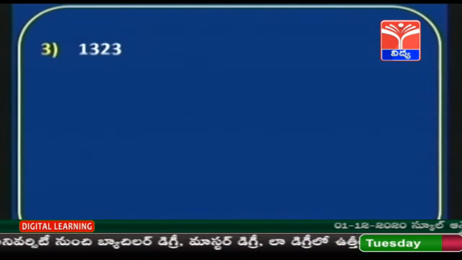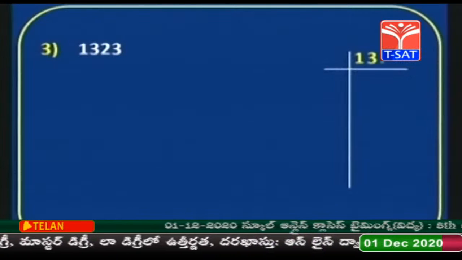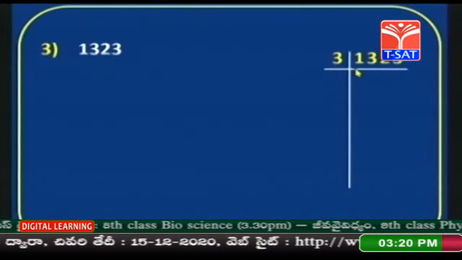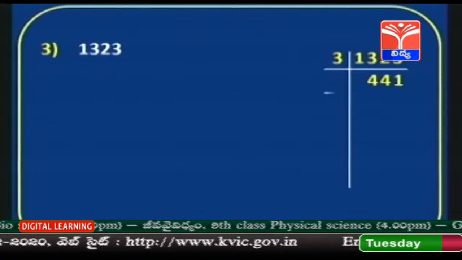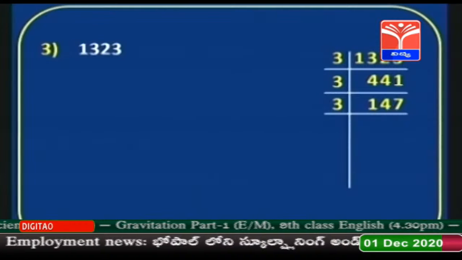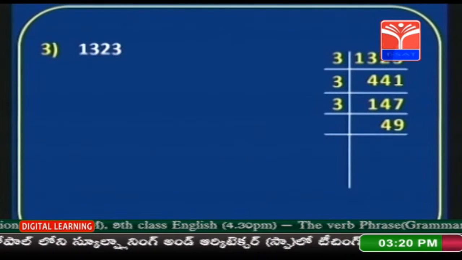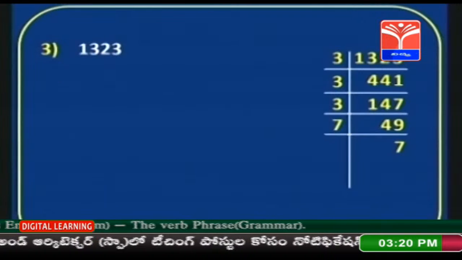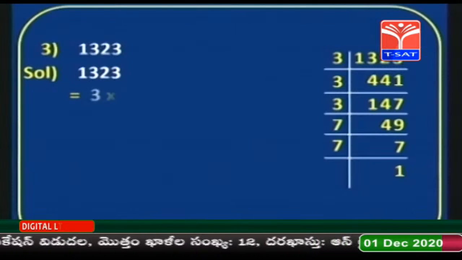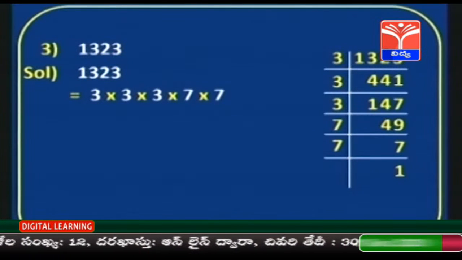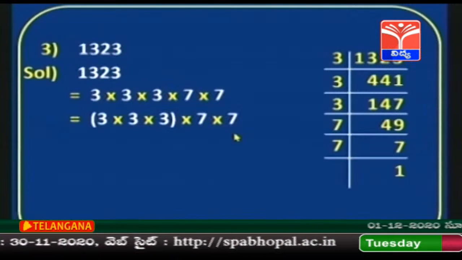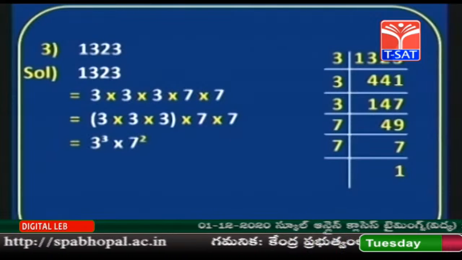Let us check the third problem. 1323. It is not divisible by 2. It is divisible by 3. 3 441s, 3 147s, 3 49s, 7 7s, 7 1s. So what can you write here? 1323 can be written as 3 into 3 into 3 into 7 into 7. So I can write it as 3 into 3 into 3 in one group, into 7 into 7. I can write it as 3 cube into 7 square.